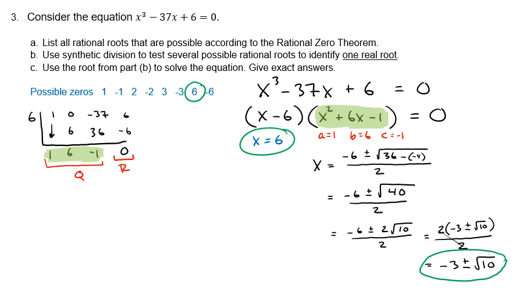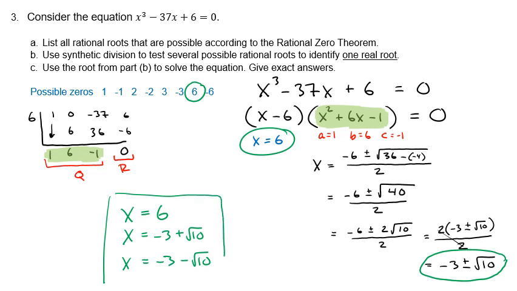All right, so we get x equals 6. That's the first answer we found. We found that using synthetic division. Then we've got x equals negative 3 plus the square root of 10, and x equals negative 3 minus the square root of 10, right? The last two, the second and third answers, they came from the quadratic formula.